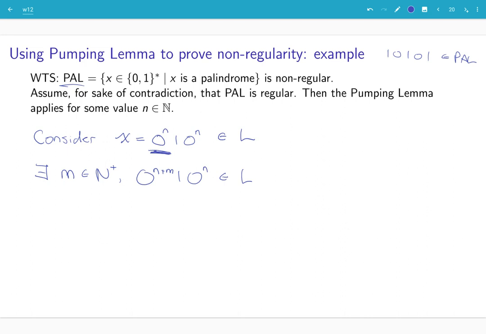So maybe it's not immediately clear why this is. So the pumping lemma says that within the first n characters, there's some non-empty part that I can repeat any number of times. Well, any non-empty string within the first n characters of x is just going to be a bunch of zeros. It might be 1 zero, 2 zeros, 3 zeros. Let's call it m zeros. Well, it follows that if I add m zeros to this prefix and keep everything else the same, then I should still get a string in L. But this does not agree with the definition.